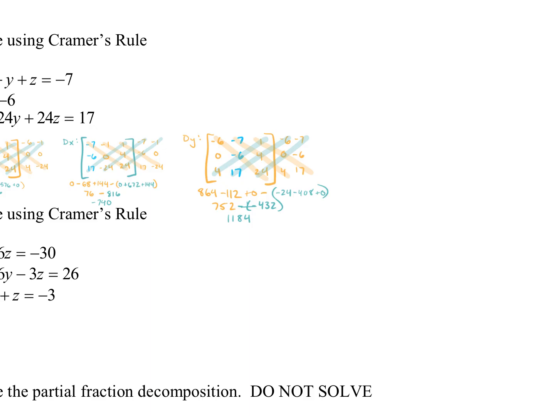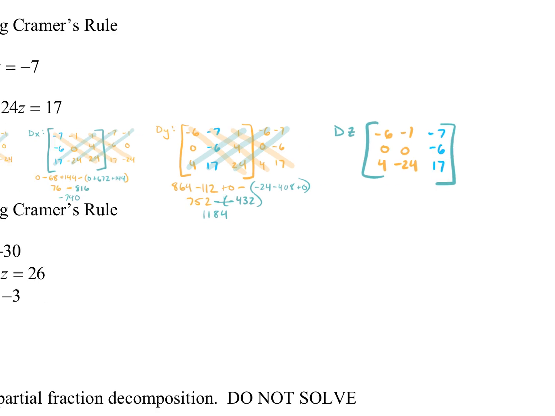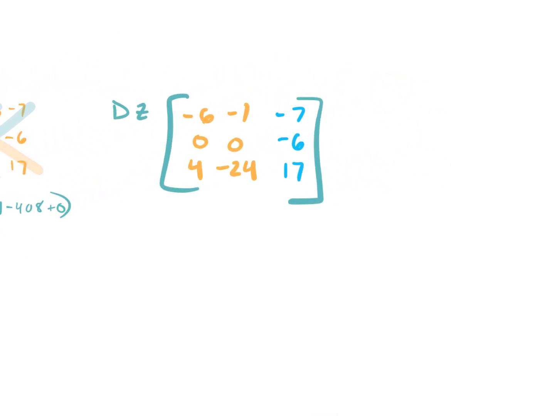Lastly, d sub z. So the x and the y column are going to stay the same as the original, so coefficients for the x's and coefficients for the y's. And then the answers are going to go in the z column now. Negative 7, negative 6, 17. We're going to rewrite our first two columns on the outside. Negative 6, 0, 4, negative 1, 0, negative 24.